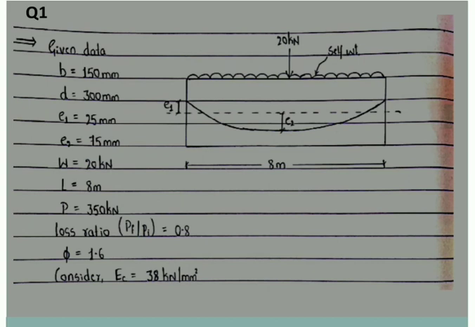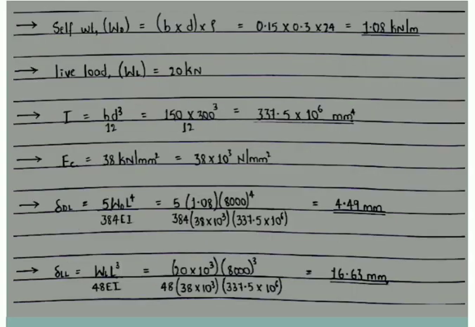Then the value of Ec, that is the modulus of elasticity of concrete, we'll consider it as 38 kilonewton per mm square. If not given, you have to assume it as 38 only. So firstly, it's the computation of self weight, which is a very easy step. That is the dimensions into density of concrete. Here we take density of concrete as 24, multiplying by the dimensions, we get a self weight of 1.08 kilonewton per meter. Then the live load given is 20 kilonewton.